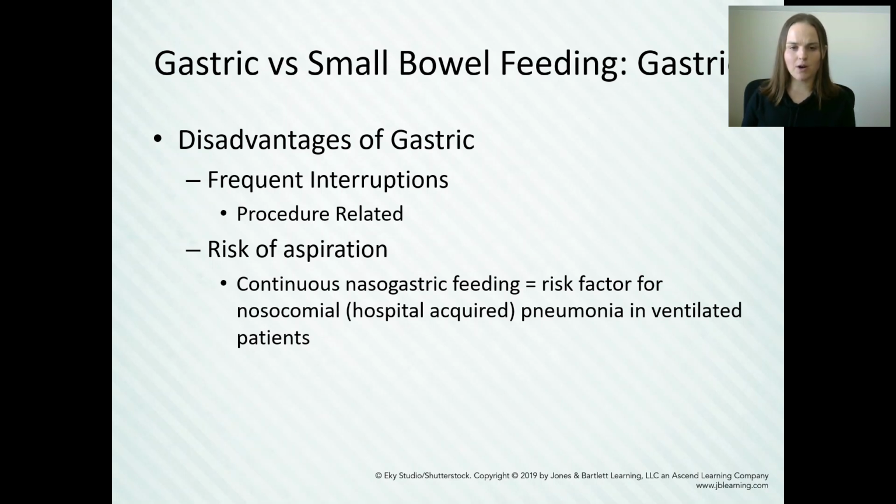And then if you are continuously feeding a patient through an NG tube, you do increase their risk of hospital-acquired pneumonia if they're ventilated, if they're on vent support. So those are some things to think about as far as disadvantages of gastric tubes.